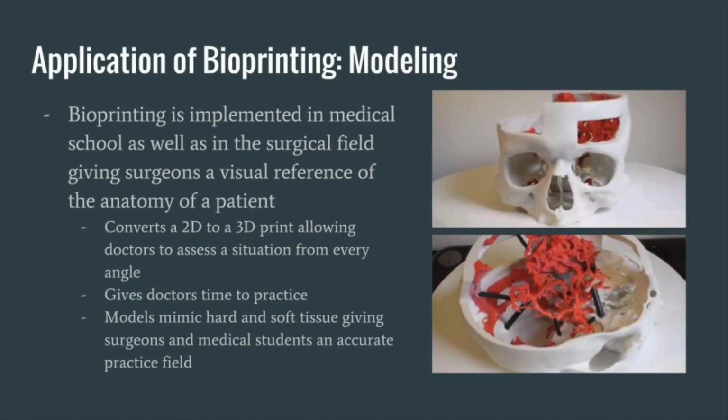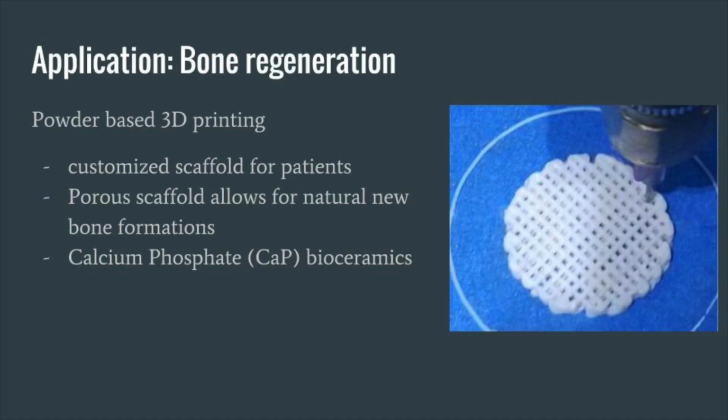Another application of bioprinting is modeling. Modeling is used within medical school and the surgical field. In medical school, it allows residents to look at the anatomy of a patient and also practice because the models mimic hard and soft tissue, giving them a more accurate playing field. In the surgical field, it allows surgeons to see the problem at hand from every angle so that they can better assess the situation and therefore know what they're going into before they even open up the patient's body.